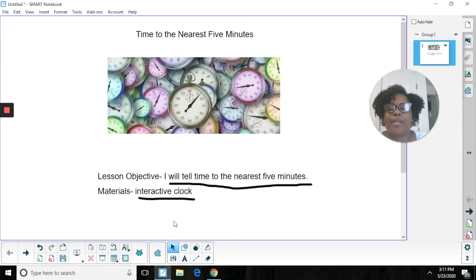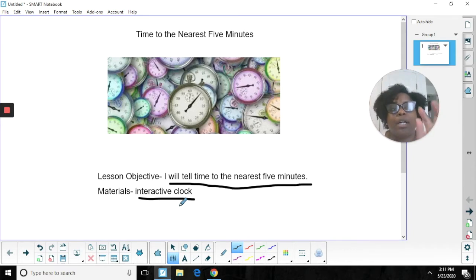So if you see here, we have our objective, which says, I will tell time to the nearest 5 minute. I want you to keep that in your focus. We're going to tell time to the nearest 5 minute. And what you're going to need is an interactive clock, and I'm going to provide an interactive clock for you in the materials section.